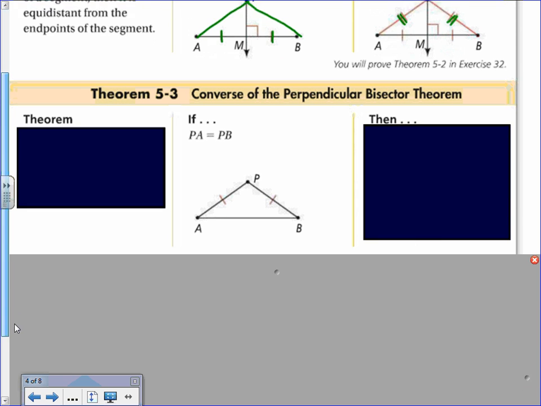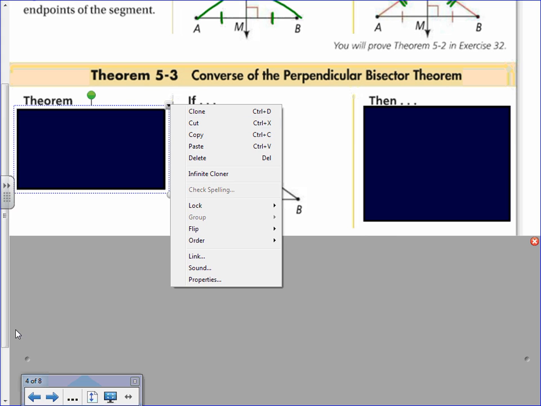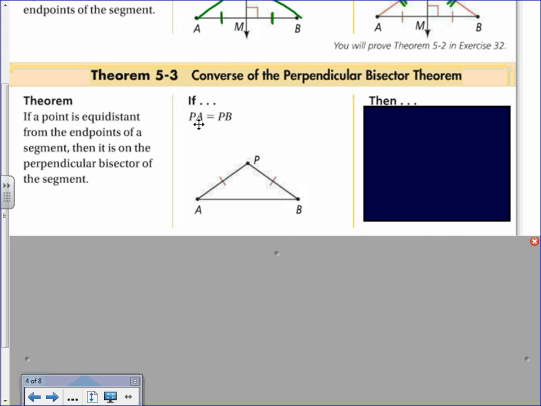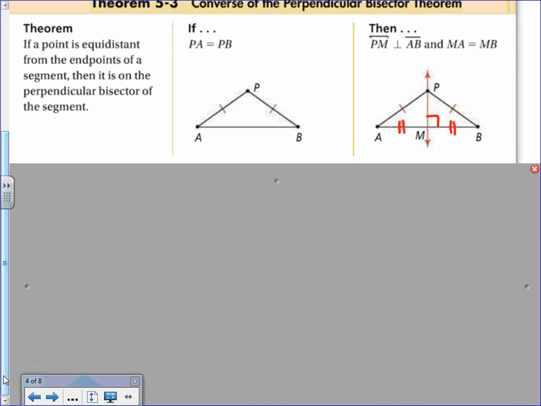Second theorem is the converse of that. So the converse of that is just going backwards. So if you have a picture like this, it says if a point is equidistant from the endpoints, so if we have the picture where those two are equidistant from the endpoints, then it is on the perpendicular bisector of the segment. So then we can say that if we draw a perpendicular bisector, that point is on it. So it's perpendicular and it cuts these two parts in half here.